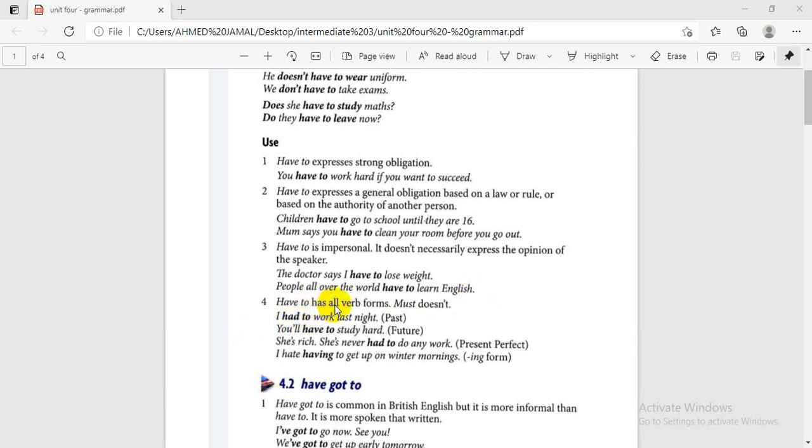4. Have to has all verb forms, most modals don't. I had to work last night, past. You'll have to study hard, future. She is rich. She has never had to do any work, present perfect. I hate having to get up on winter mornings, ing form. وكذلك هو وجودها في جميع أشكال الفعل، كما في الماضي والمستقبل والبريزنت بيرفكت ومع جملة ing، having.